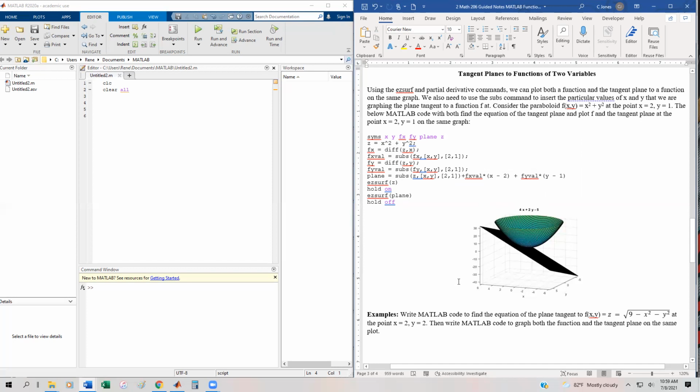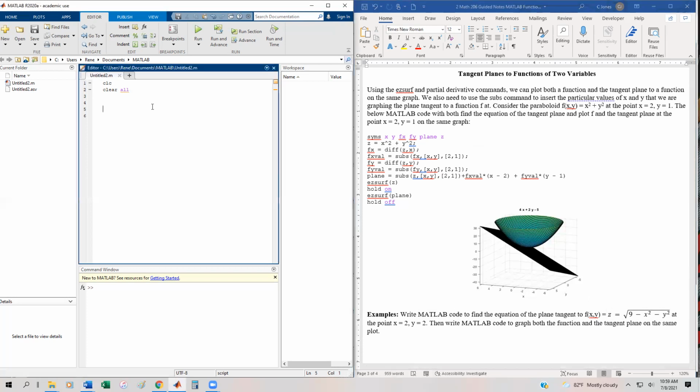All right, so saying all that, let's go ahead and find the equation of the tangent plane to this surface, f(x,y), which is really z equals the square root of 9 minus x squared minus y squared, at the point (2, 2). And then we're going to go ahead and graph the function as well, and also plot its tangent plane. So let's start by defining some syms, and our symbolic variables are x, y, fx, fy, the plane, and z. All right. And then we're going to go ahead and define what z is. So z in this case is going to be the square root of 9 minus x squared minus y squared.